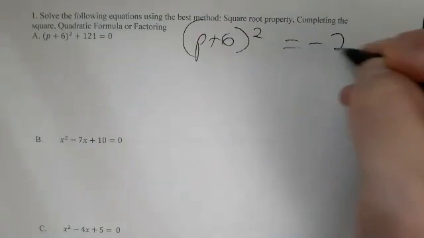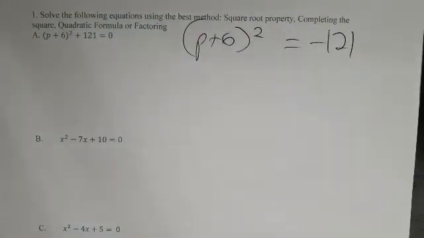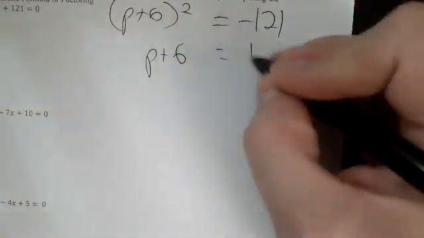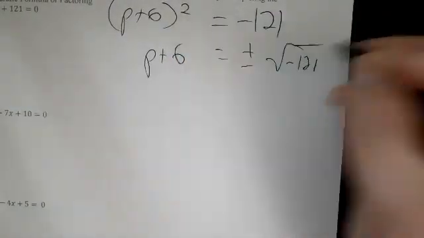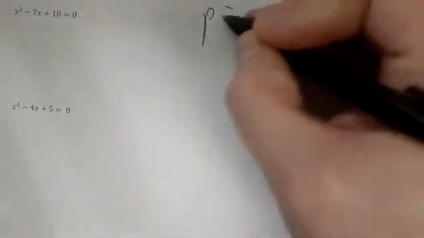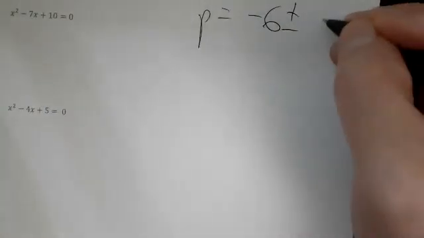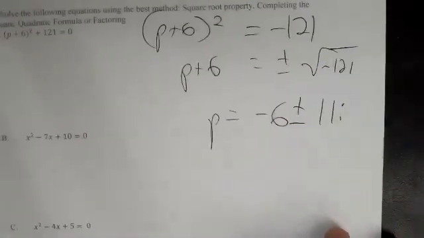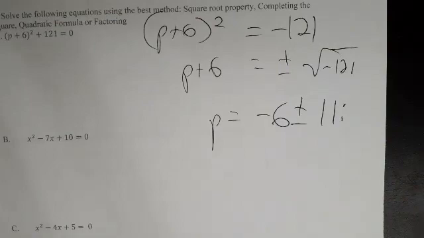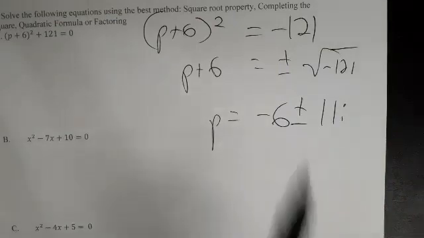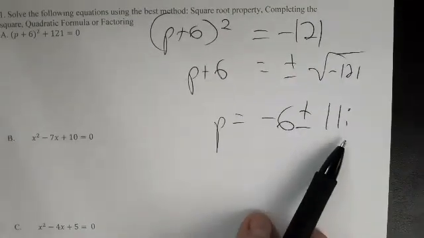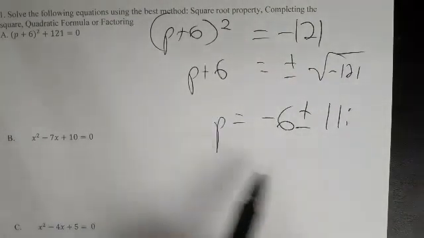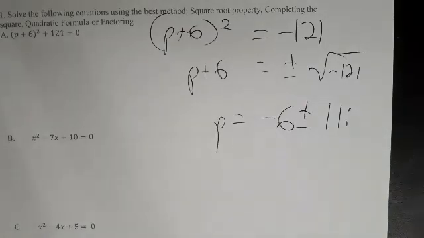Same approach here. The 121 over, we take a square root. So p plus 6 should be plus or minus. I'm going to do this quick. I probably did this a little quick, but you should have got something like this. It works out similar to the other one. We're going to take the square root of negative 121, which is going to give me 11i. I'm going to subtract the 6 over. It should be negative 6 plus or minus 11i.